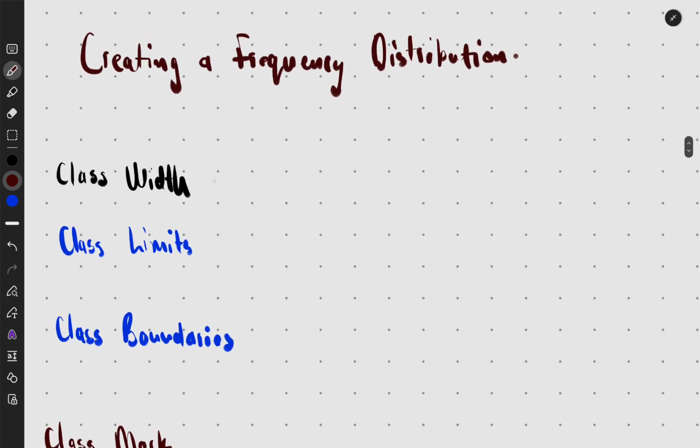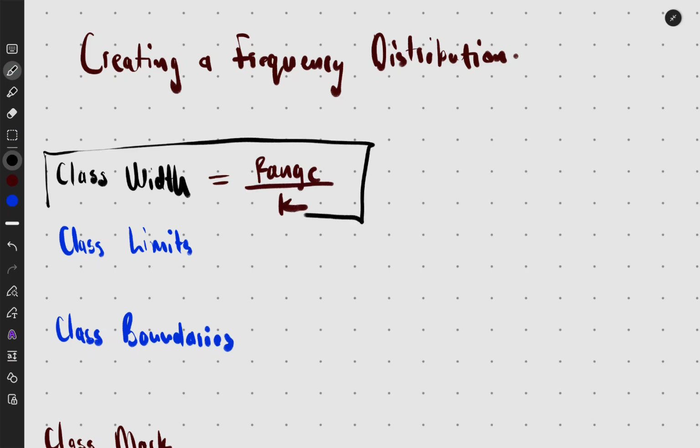And for class width, this was just class width equal to range, which is maximum minus minimum, divided by k, which is number of intervals. This gave us class width, which you can call CW, is range over k, where range is R. It is equal to max value in the data set minus the minimum value.